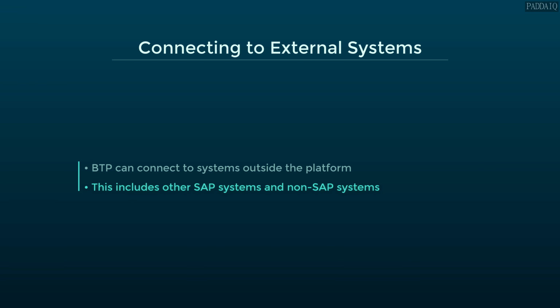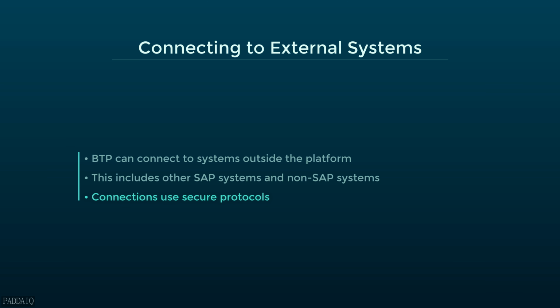This includes other SAP systems and non-SAP systems. In simple terms, BTP can link to both your existing SAP software and any other external applications. For example, connecting your SAP S/4HANA system to an external e-commerce platform for real-time order processing. This integration ensures your entire business landscape works together seamlessly.